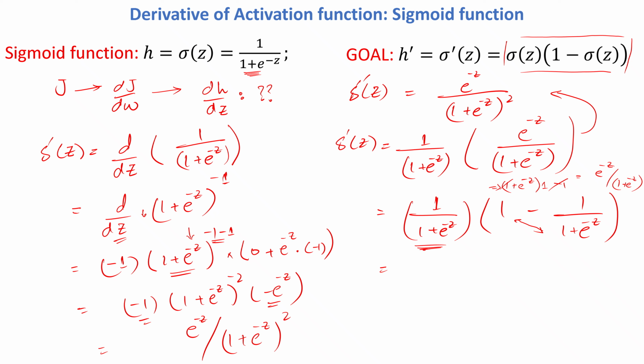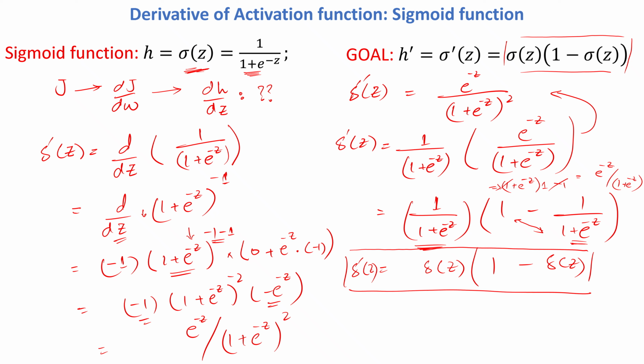So now we know this is equal to h, or sigma z. We can see it from the given function. So this becomes sigma z, then inside the bracket we have 1 minus, and once again this is sigma of z. So the derivative of the activation function is derived here. We can also write it like this: the derivative of sigma of z is equal to h times (1 minus h). So this is the derivative of the sigmoid function which we are using for activation in neural networks.